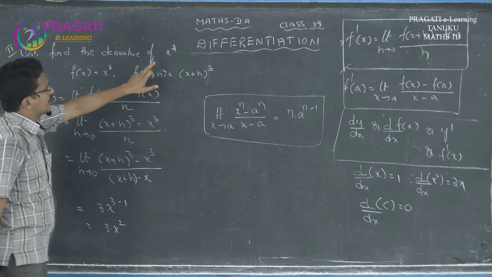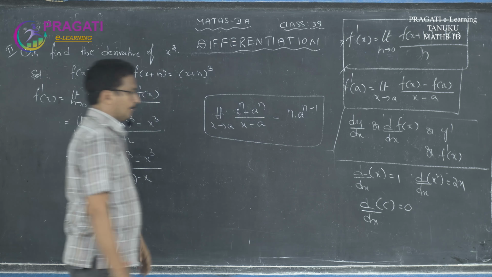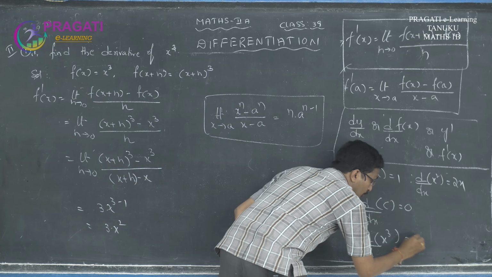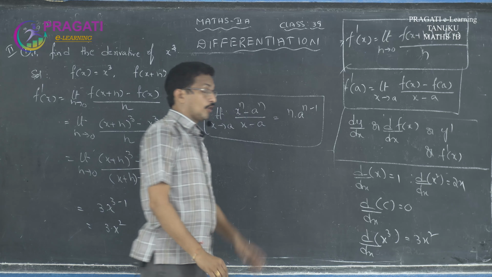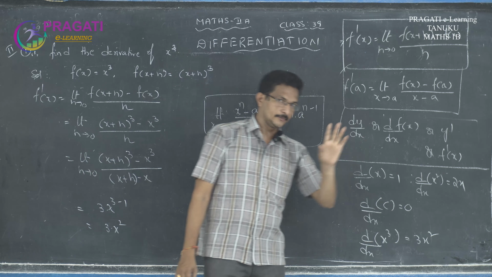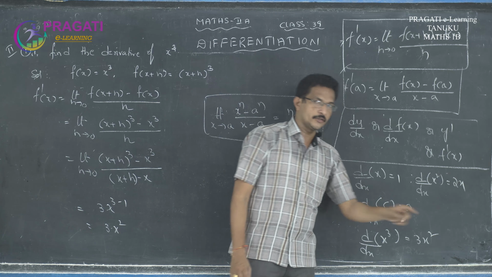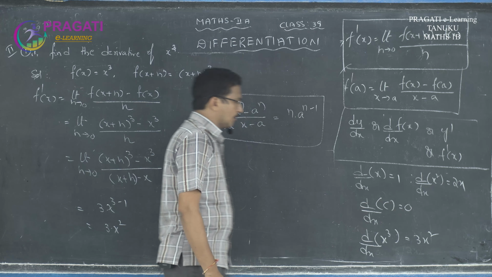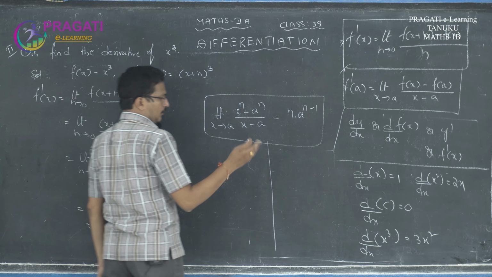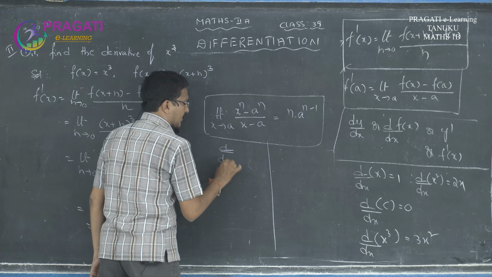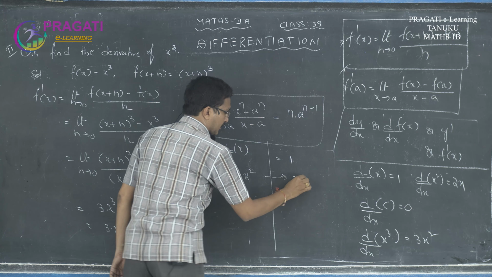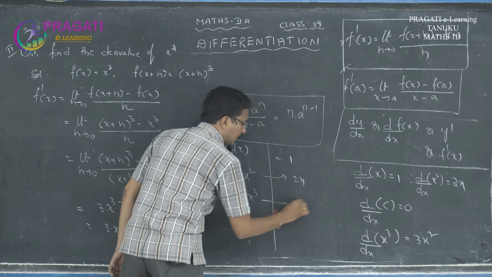Finally, the function is x cube, then the derivative is 3x square. The next one is d by dx of x cube is equal to 3x square. Here you observe that d by dx of constant is equal to 0, d by dx of x is equal to 1, d by dx of x square is equal to 2x, d by dx of x cube is equal to 3x square. To write it in a symmetric way, then you can understand easily: d by dx of x is 1, x square is 2x, x cube is 3x square.